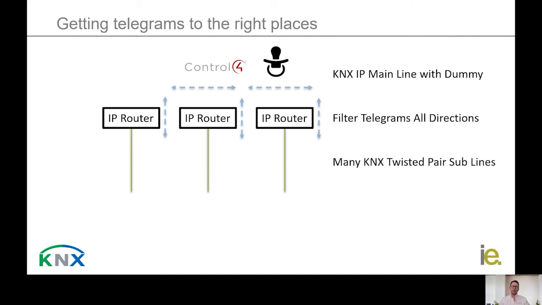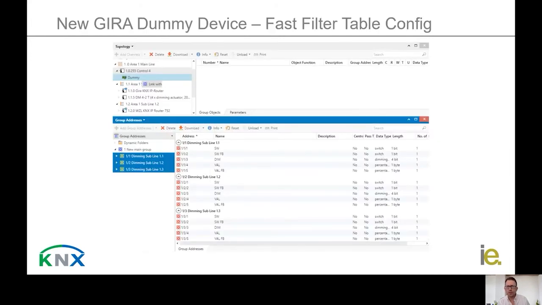So until recently, a dummy device configuration could be quite time consuming. However, we now have a new option from GIRA. So GIRA's new dummy device secure makes configuration of filter tables very quick. Here I have some group addresses which are linked to KNX actuators, and Control 4 needs to be able to control and receive feedback using these group addresses.